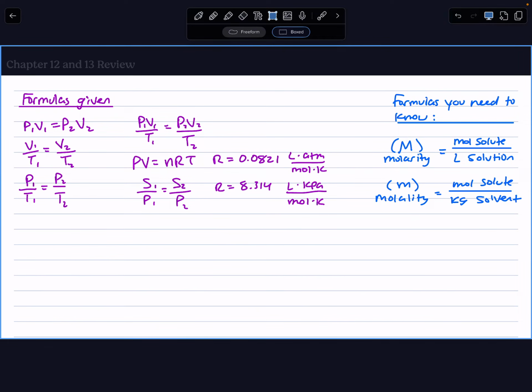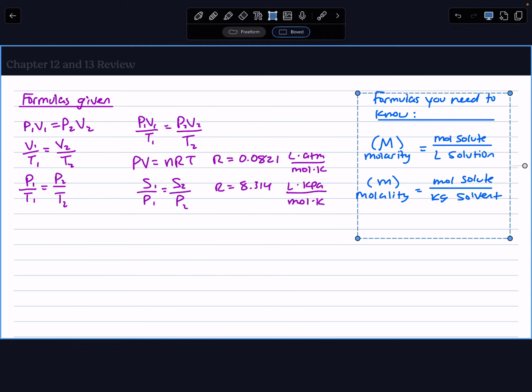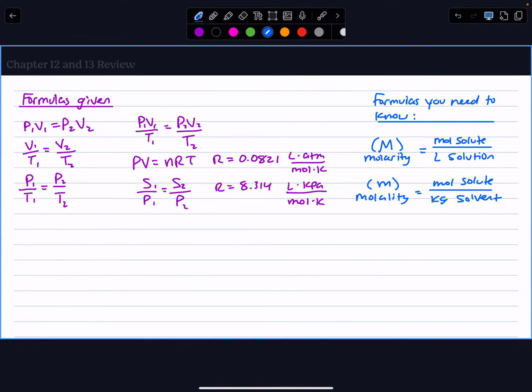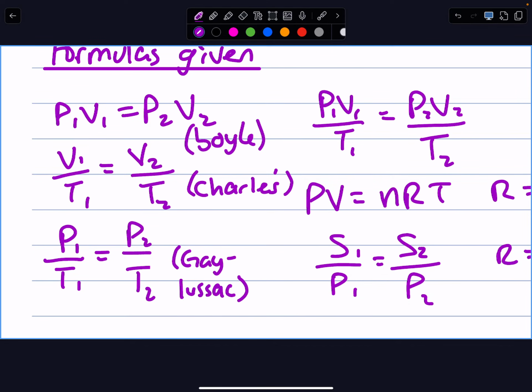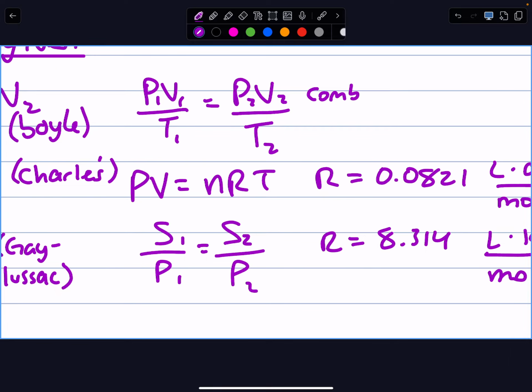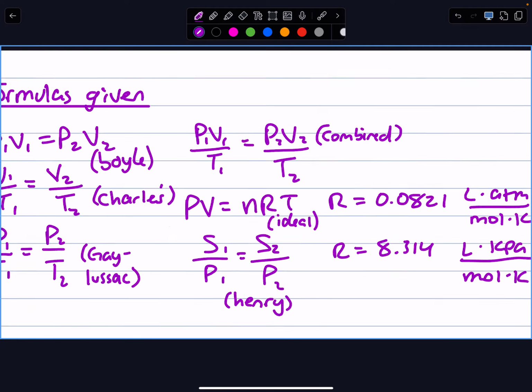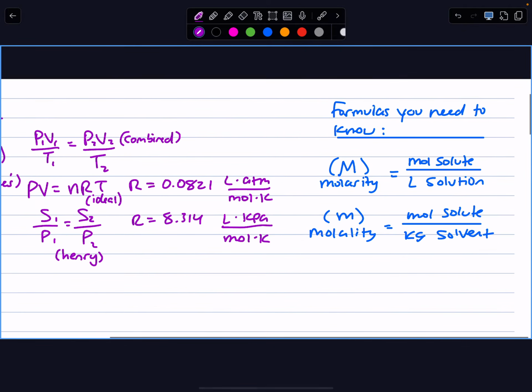What do you mean, who's who? Like, on the side? Read the top. Oh, you're saying for the equations. Yes, I can do that. Okay, over here we have Boyle. Over here we have Charles. Over here we have Gay. Combined, yep. This one obviously. Ideal and Henry. Good? Yeah. Okay, and then molality is just that.